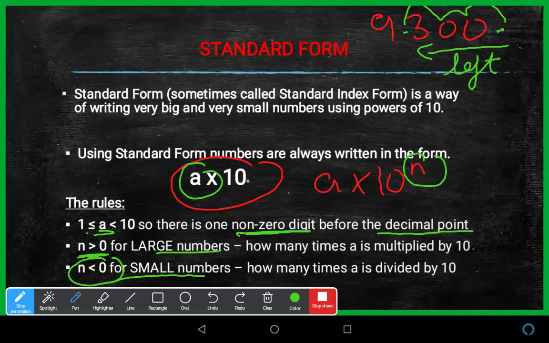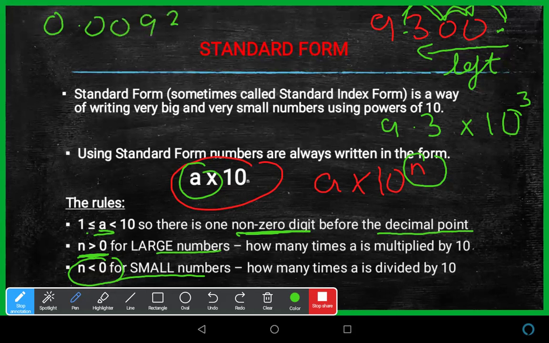So how many steps will it move? We have 1, 2, and 3. It will take 3 steps to move the decimal point after one digit. So we will write it like this: 9.3 multiplied by 10 raised to the power positive 3, because when the point moves to the left side, the power should be positive. Remember this rule. Now, I will give you another example.